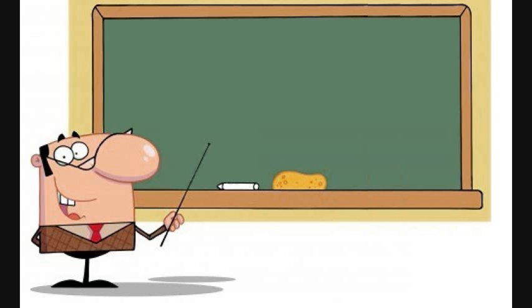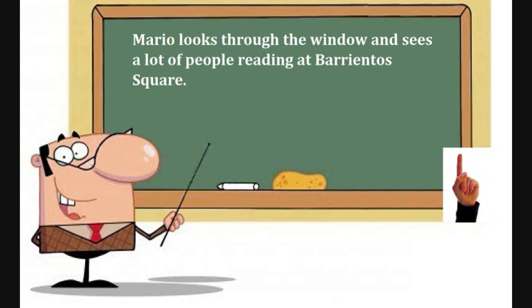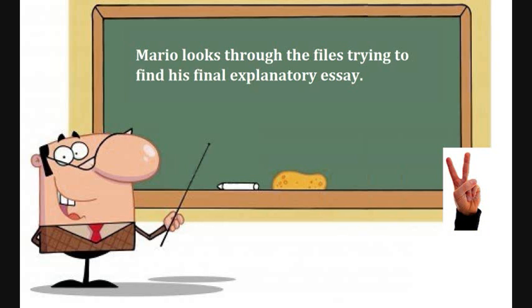Now, we have seen some examples where the main verb changes its sense adding a particle, but in some cases it is not a phrasal verb even if a verb and an adverb or preposition is placed beside it. First example, Mario looks through the window and sees a lot of people reading at Barrientos Square. Second, Mario looks through the files trying to find his final explanatory essay.